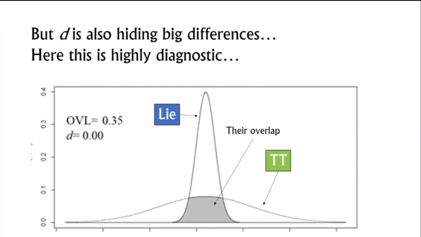Your liars are all doing the same thing, but your truth tellers are all over the place. So you've done something here to strategically coerce all your liars into behaving in the exact same way. And actually, your truth tellers are all over the shop. So actually, you do have a pretty good diagnostic cue in here.